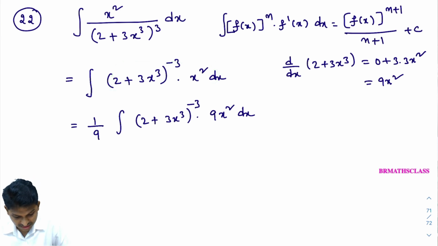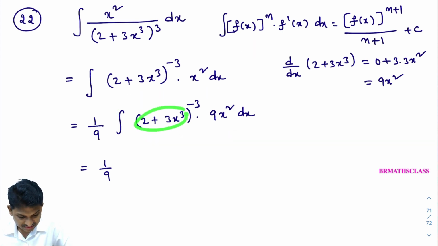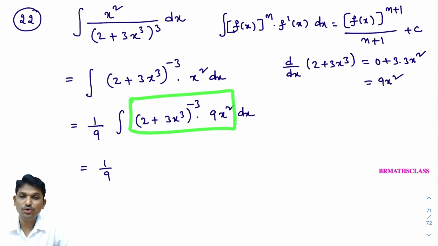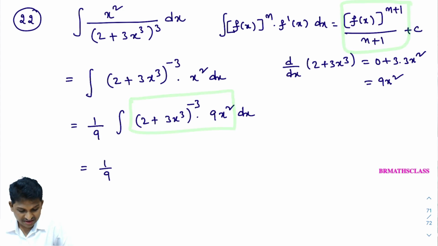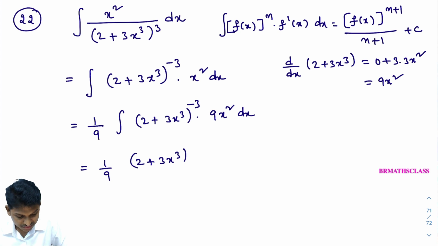Now you look, this equals 1 by 9 into, you observe this one, this is of this form or not? This is f of x whole power n into its derivative 9x square. So the given problem is of the form integral of f of x whole power n into f dash of x dx. What is its answer? Its answer is f of x whole power n plus 1 divided by n plus 1 plus c. This is f of x. So that equals (2 plus 3x cube) whole power n plus 1, minus 3 plus 1, which is minus 2, divided by minus 2, plus c.